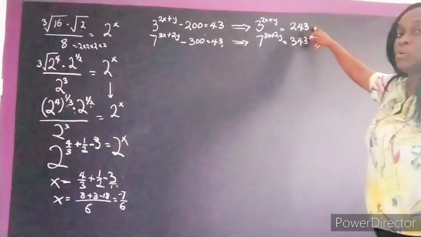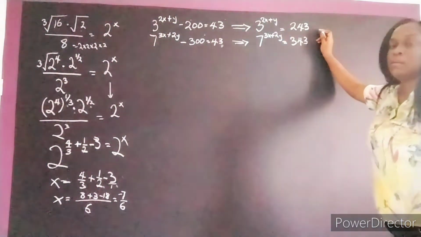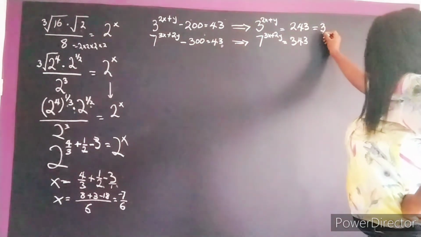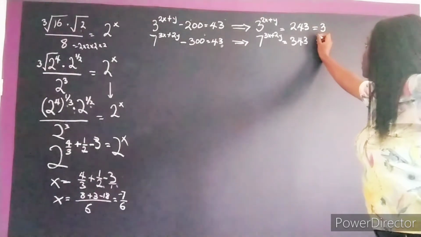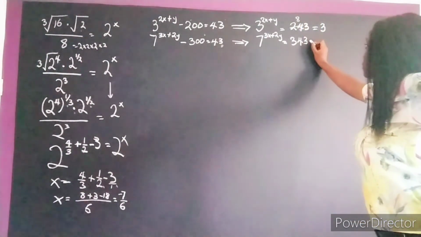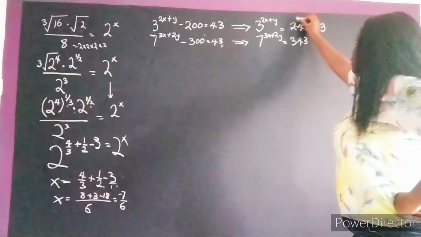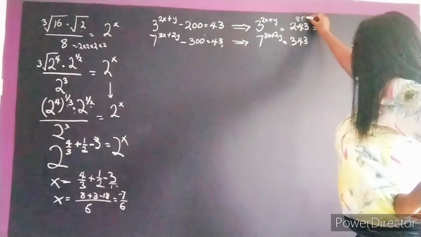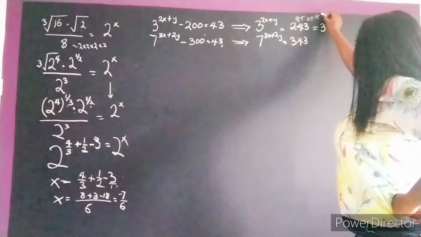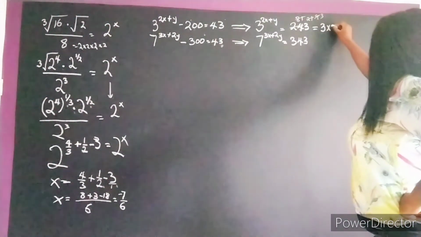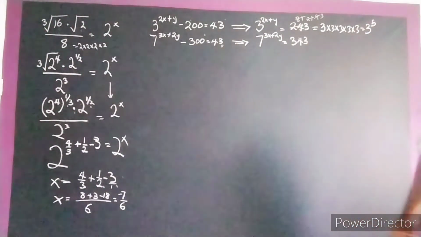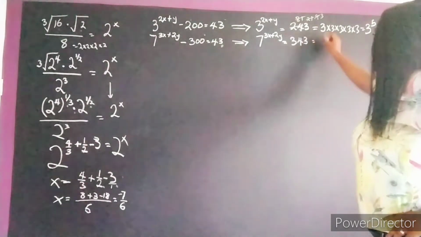And we know that 243 can be broken down to factors of 3. Let's see how many is going to come out. 81, 3 goes here. How many times? 27. 3 goes here, 9, 3 goes here, 3. So I'm seeing 5 times: 3 times 3 times 3 times 3 times 3, giving us 3 raised to the power 5. That's for this side.